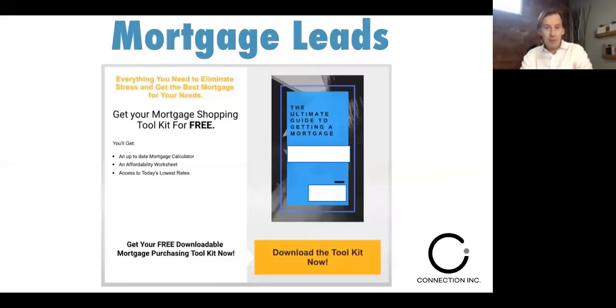Now, this free report, just a quick aside here, Carl, we basically have this as a template, where we've pre-built the mortgage calculator, pre-built the financial affordability worksheet. And lo and behold, the only way to get access to current interest rates is to get on the phone with a mortgage lender to actually go through the pre-qualification process. So we're giving them useful information and then having them call in to actually use the tools that we're giving them.